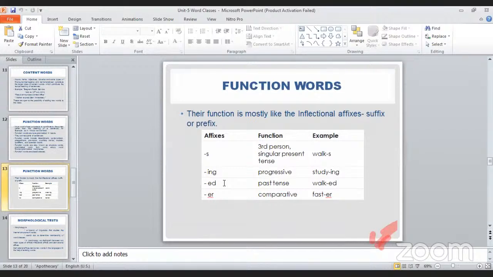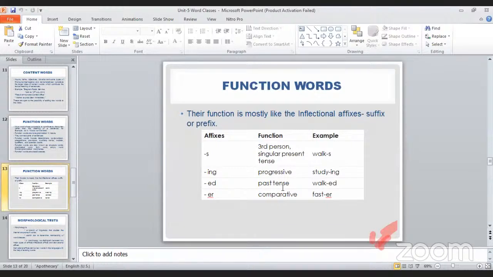So we'll be coming across a lot of words. You can see here a few examples for you. The suffix ing is used at the end to say that the action is progressive, that the action is still happening. That is the reason for studying, like you are studying.